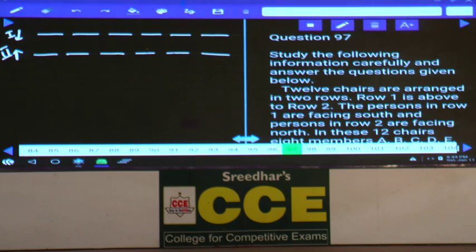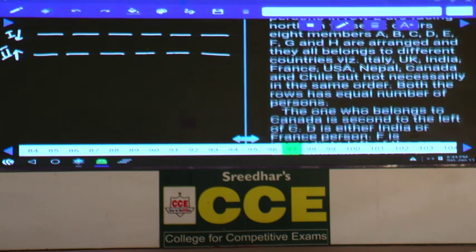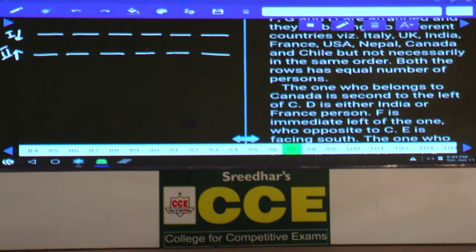The persons in row 1 are facing south and the persons in row 2 are facing north. And in these 12 chairs, there are only 8 members who were seated, and each one belongs to a different country. Both rows have an equal number of persons. Out of these 12 chairs, how many persons were seated? Only 8. So how many places are vacant? 4 places are vacant.